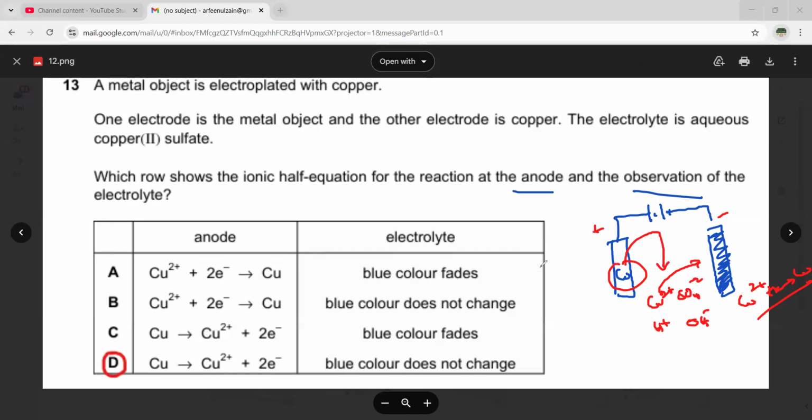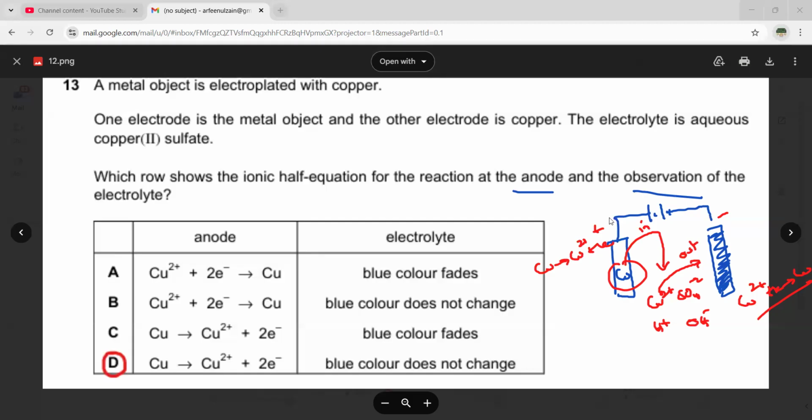So what will change here? The copper atom will turn into a copper ion by loss of electrons. So the size of the anode will start to decrease. And what happens to the solution color? It won't change, because when one copper goes out, another copper will enter the electrolyte. So there is no change in the color. Why does the color not change? When one enters, one goes out. So the overall concentration of copper does not change in the electrolyte.